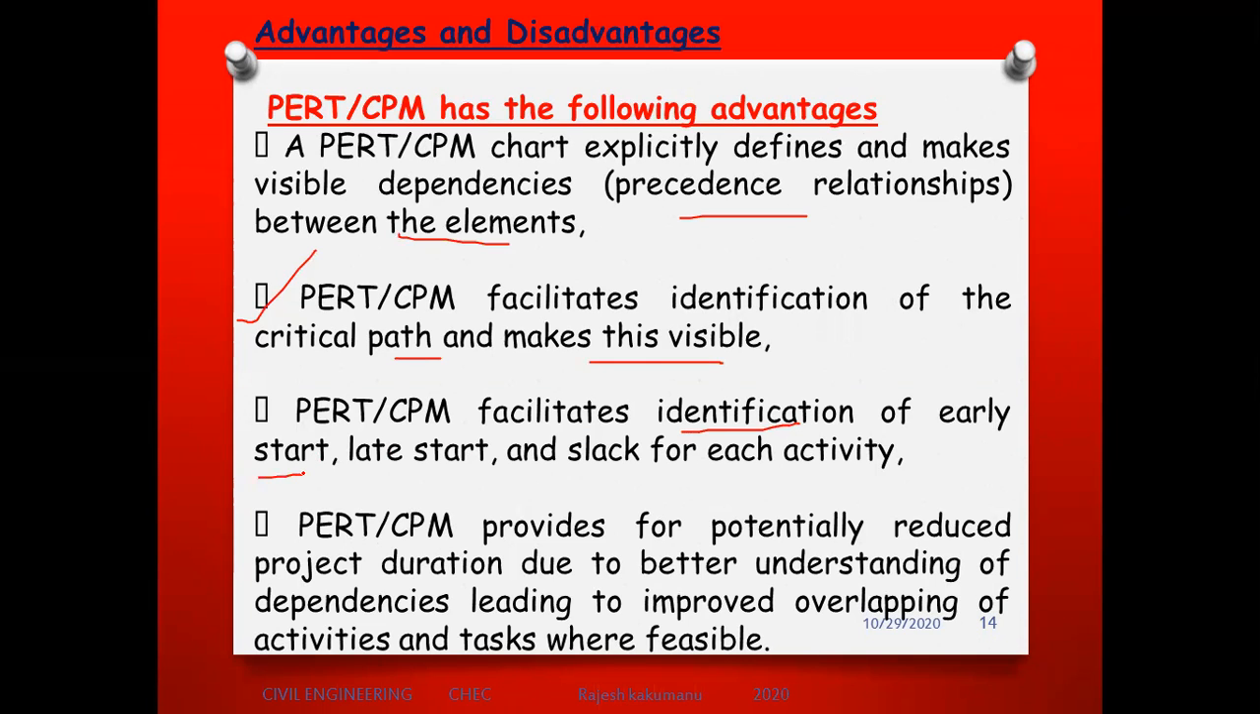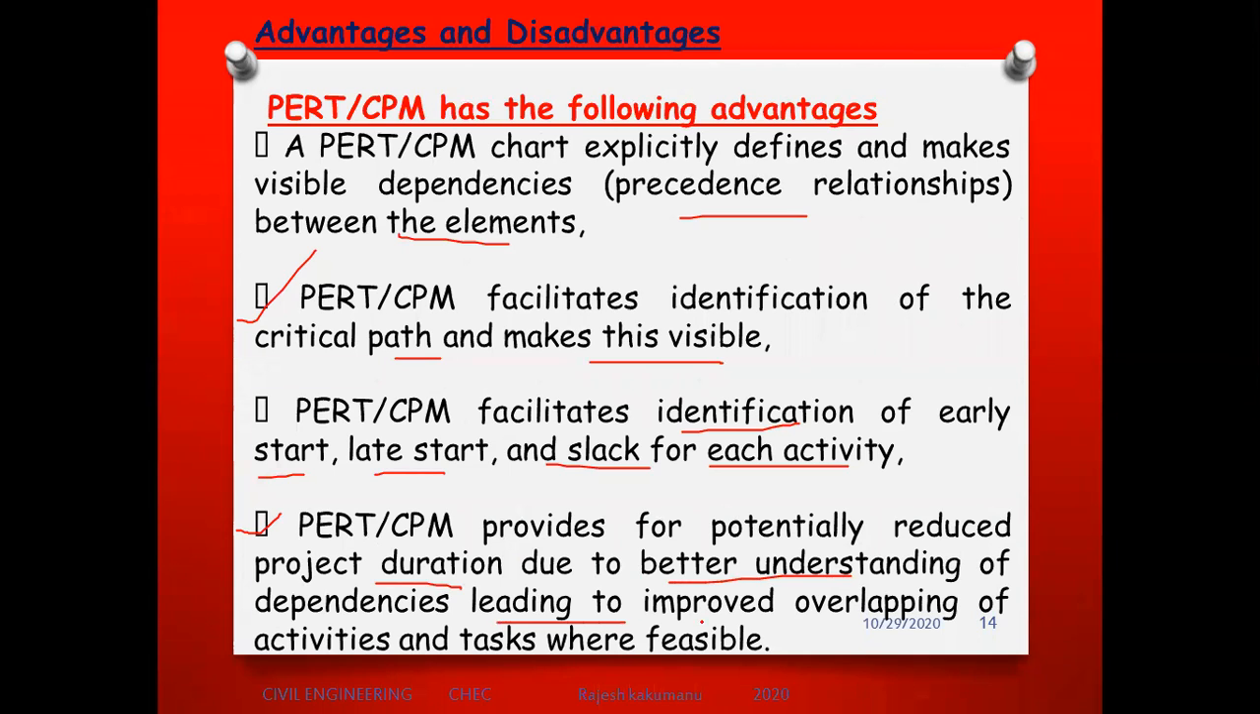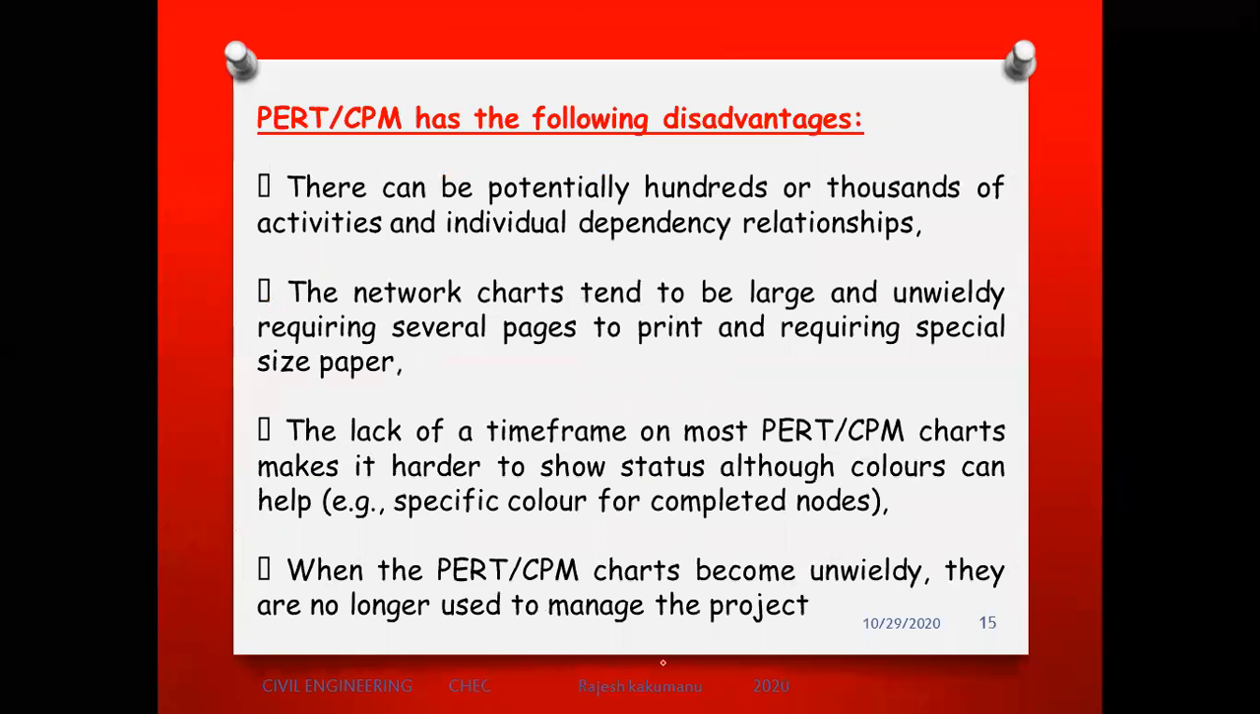So what happens because of this? What is the important advantage of PERT and CPM? It will give information about the early start, late start, and slack for each activity, which we can determine. What is the fourth one? PERT and CPM provide potentially reduced project duration due to better understanding of dependencies, leading to improved overlapping of activities and tasks where feasible. These are some of the advantages.